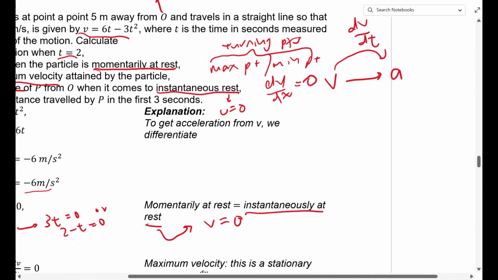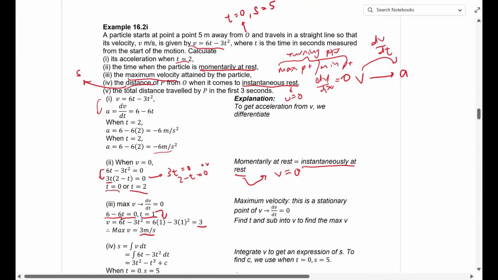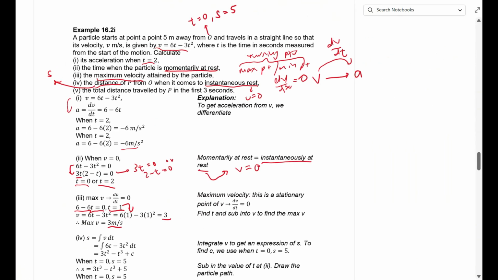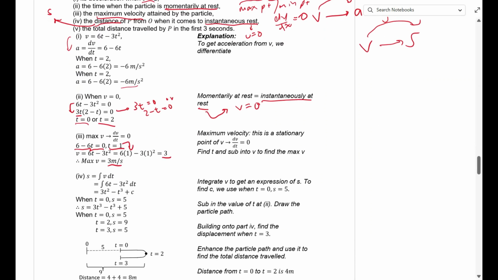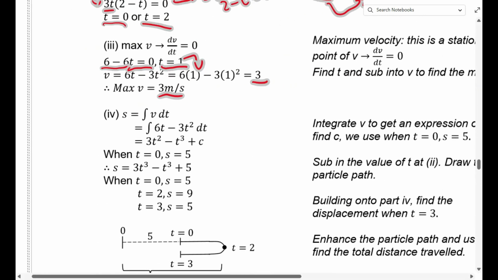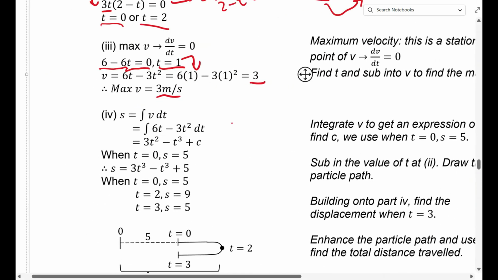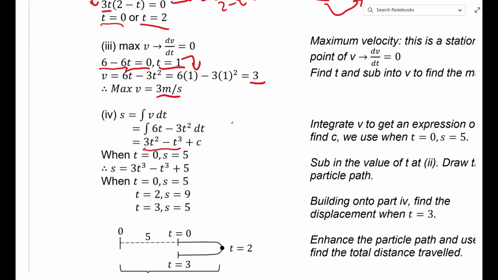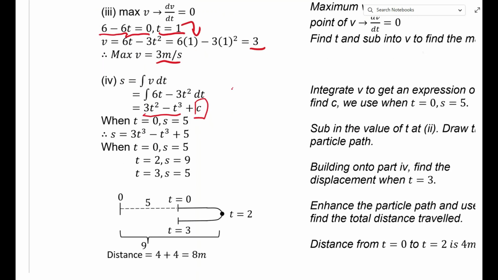In order to do so, being given only our velocity expression, to get our s from our v, you'll need to integrate your v with respect to t. That's why here, we will now integrate 6t minus 3t squared to get 3t squared minus t cubed plus c. So this is what we meant previously when you will sub in your t and your s to find your arbitrary constant c.